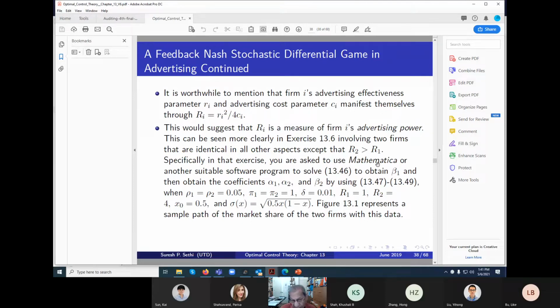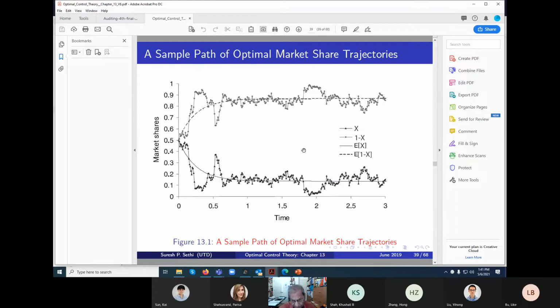We use Mathematica, by the way, to do all this. Let me just say something here. This is one of the sample paths. If you run another Mathematica run, you will still get the dotted line, but you will get another sample path, because that depends on the random numbers you generate, and it will give you different sample paths. Okay, so that's number one.